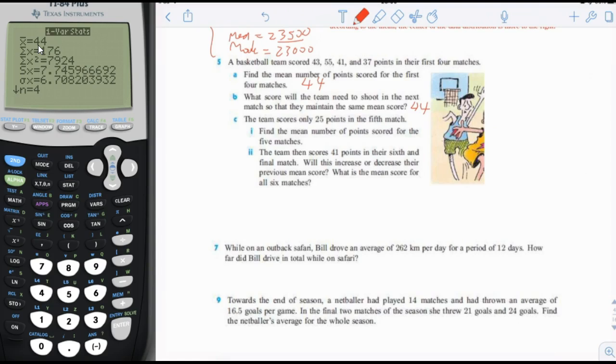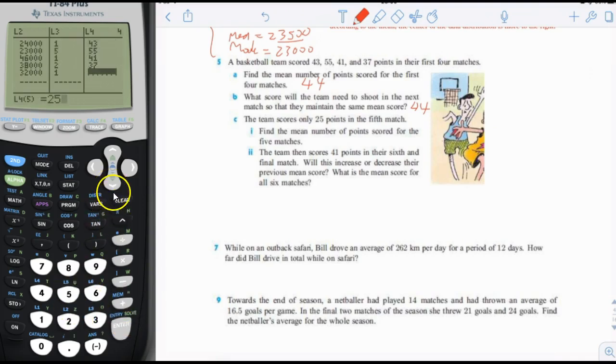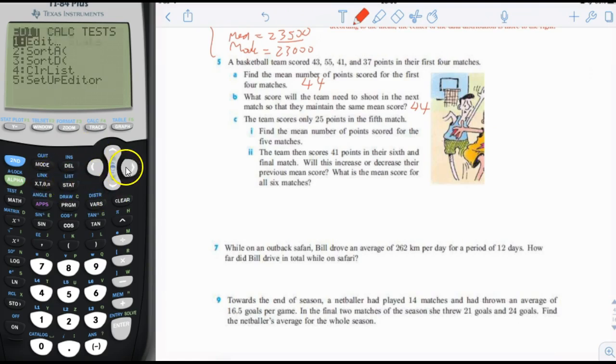The team scores only 25 points in the 5th match. Find the mean number of points scored for the 5 matches. So to do that, since we kept our data here in stat edit, all we need to do is add 25 here, and then we'll do the stat calc again with 1-Var Stats and L4 in here and the frequency list blank, and then we'll get the new average is 40.2. Okay.